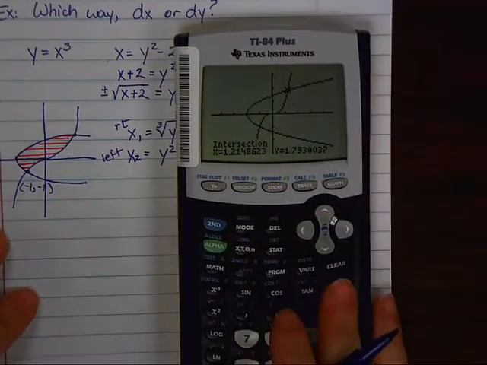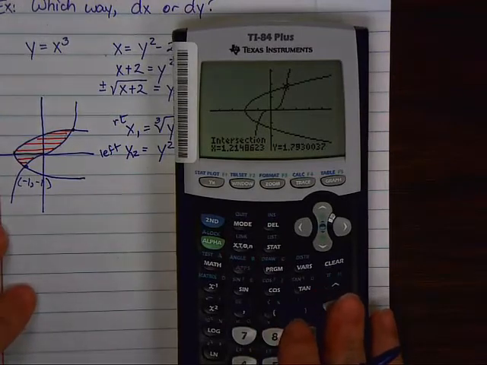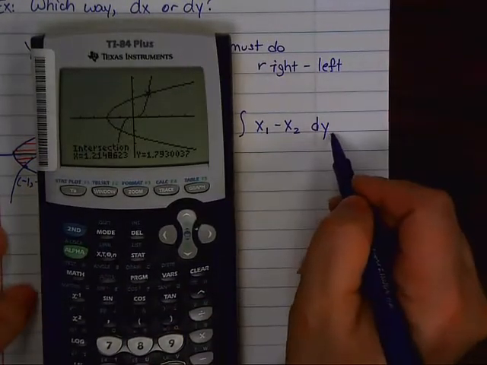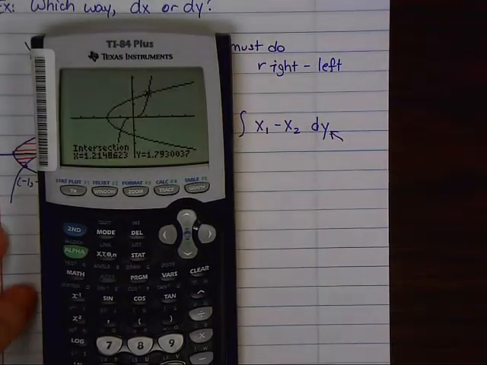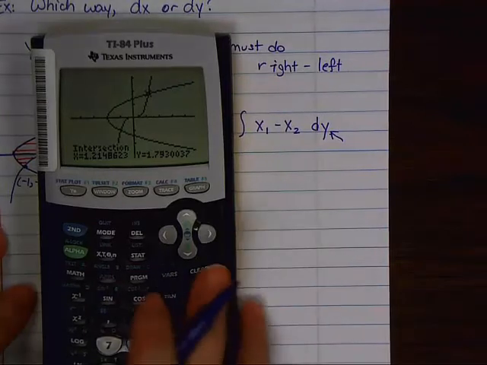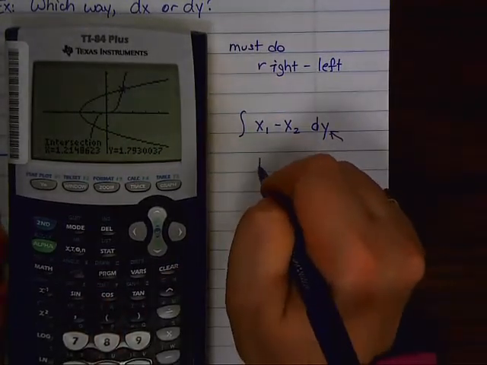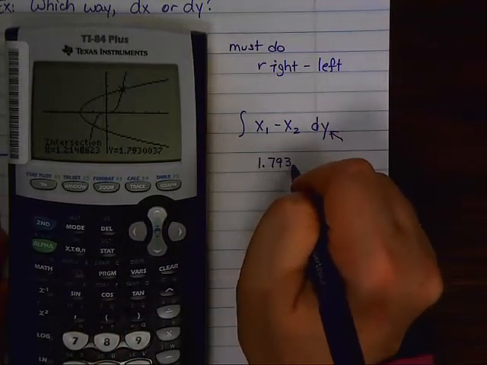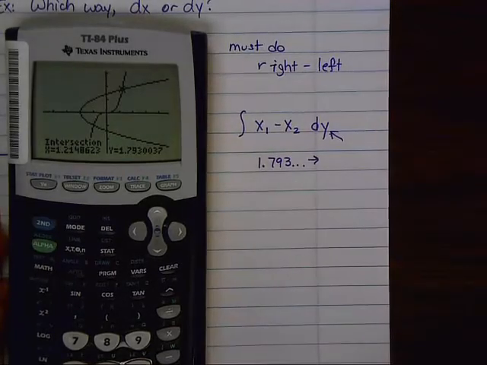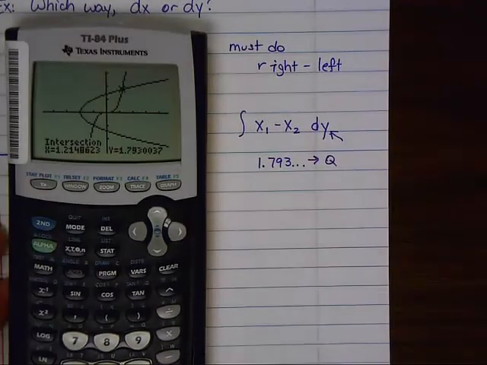Now here's the question of the day. Do I want the X or the Y? Whatever letter is here, that's what you want. I want the Y. So I need to write down that Y value, 1.793..., and I need to store it for something. What letter do you want to store it for? I don't care. Q? Let's do Q. That sounds good to me.